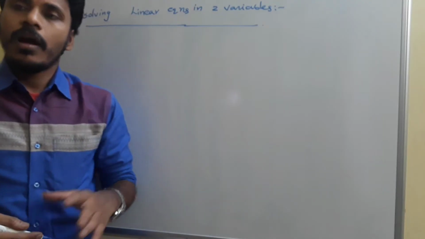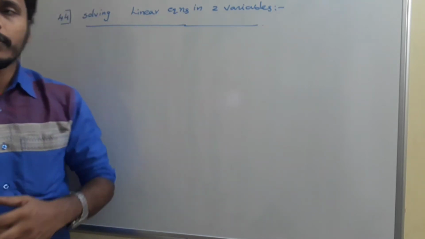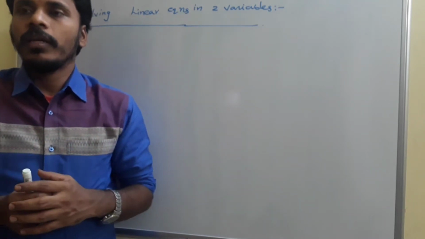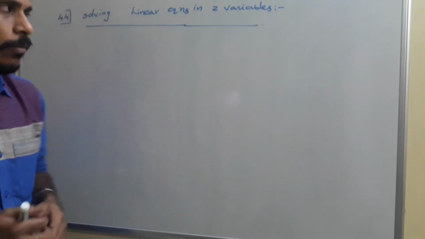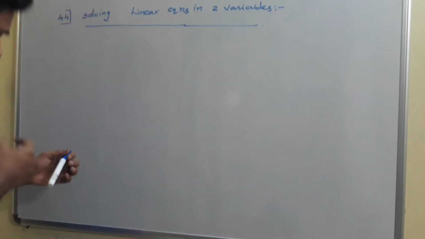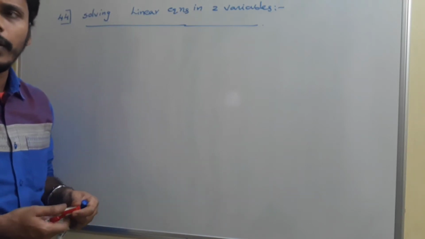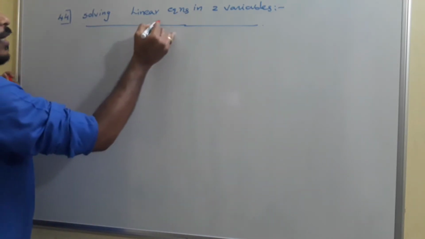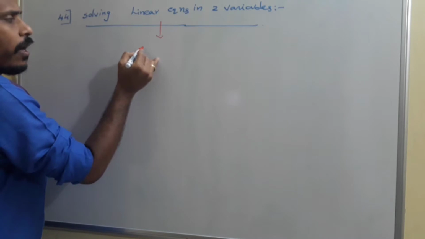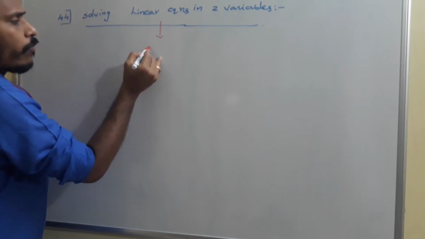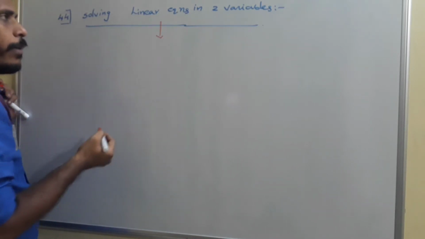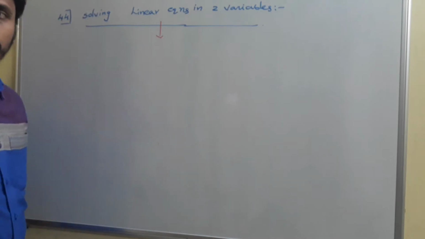A matrix, and now here we are going to discuss the ways of solving linear equations in two variables. Just think about it. First of all, what is a linear equation and what is a linear equation in two variables? Linear equation means an equation whose power of the variable is 1 is usually mentioned as a linear equation.